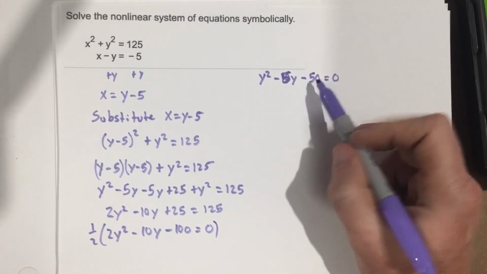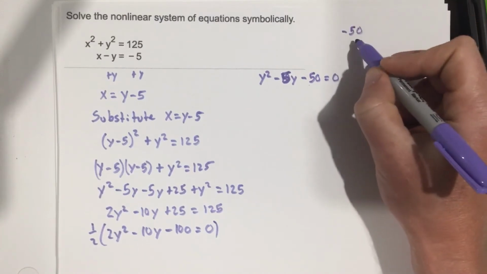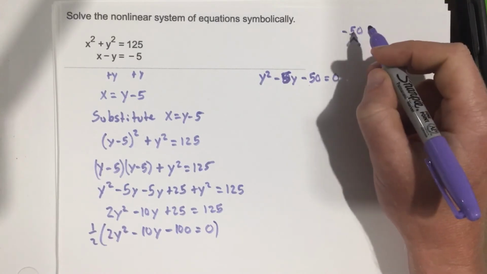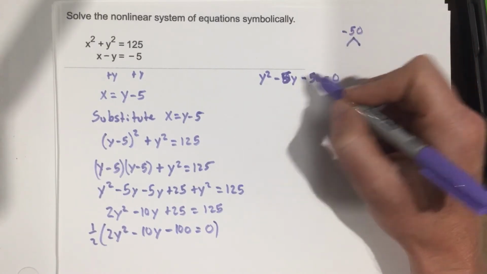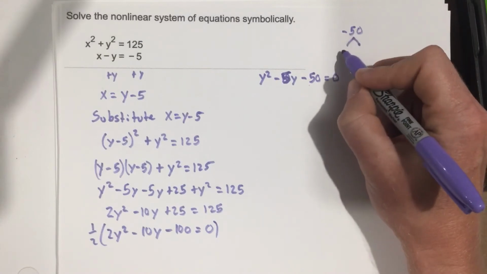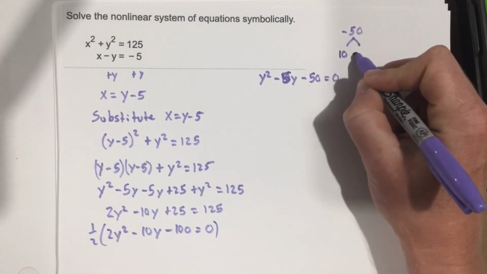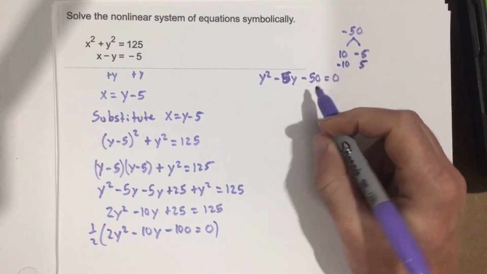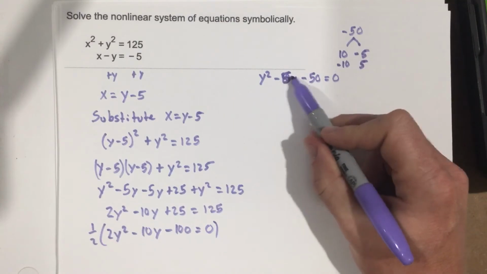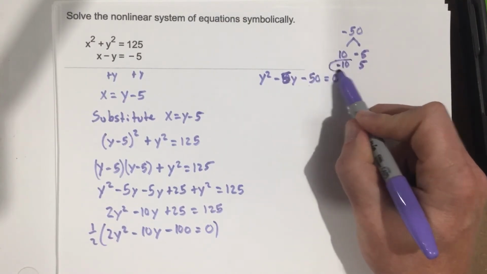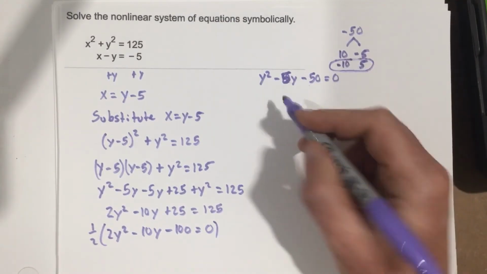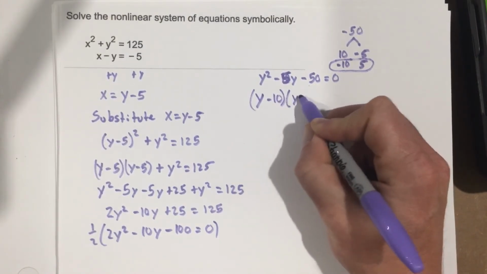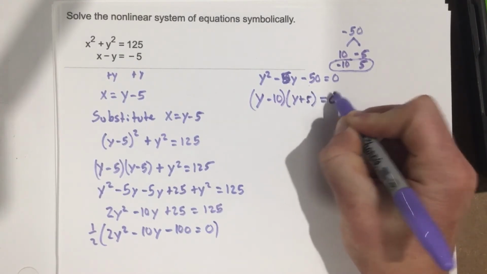What are the factors of -50? Well, there's quite a few of them, I think. 25 and 2, but I'm just going to go straight to 5 and 10. That's a pretty easy way to start. So let's go 10, -5, or -10 and 5. Because I know that they're 5 apart, which I need 5 in the middle. -10 and 5, when you add them together, gives you -5. So this is going to be y minus 10 and y plus 5.